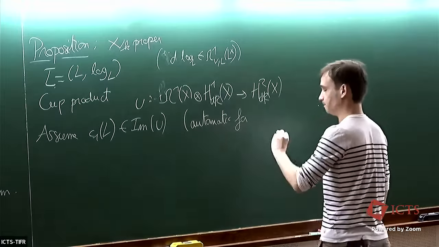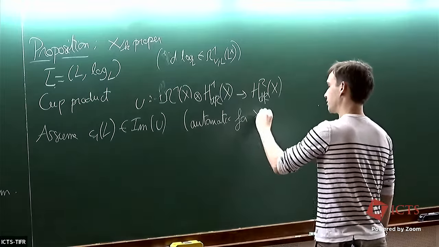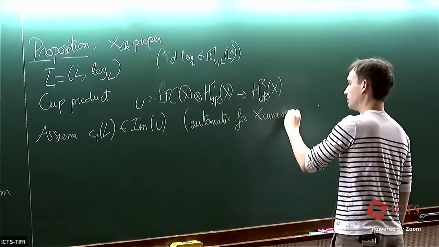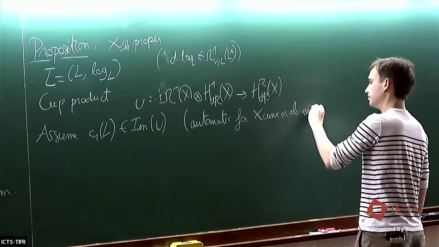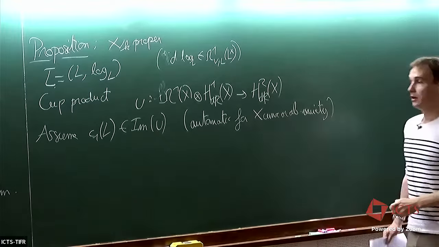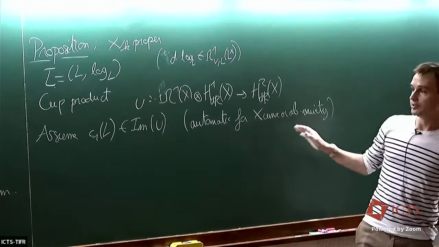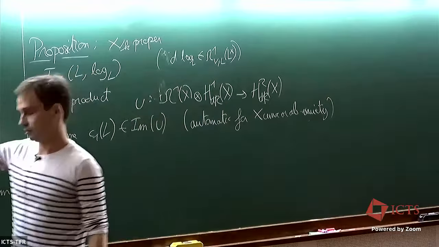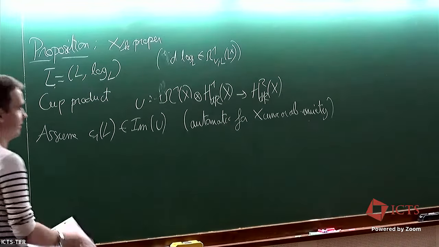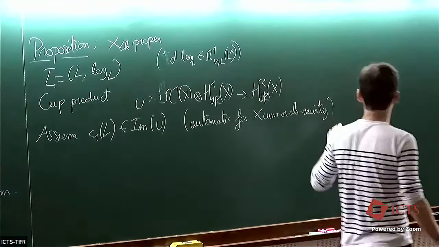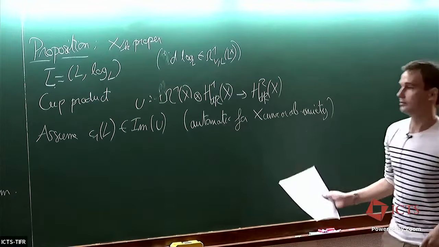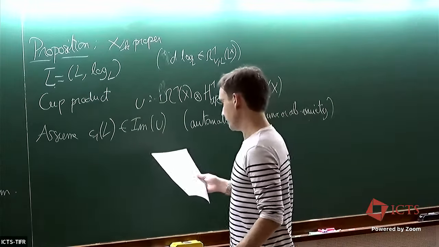For X a curve or abelian variety. For a curve, this is quite simple. This is one-dimensional. For abelian varieties, you can, again, describe everything over C at least, and you realize that this doesn't raise any issues. So C1 of L is in the image of the cup product.